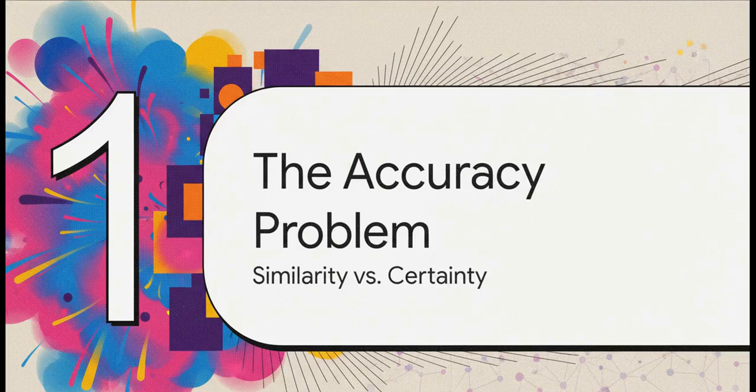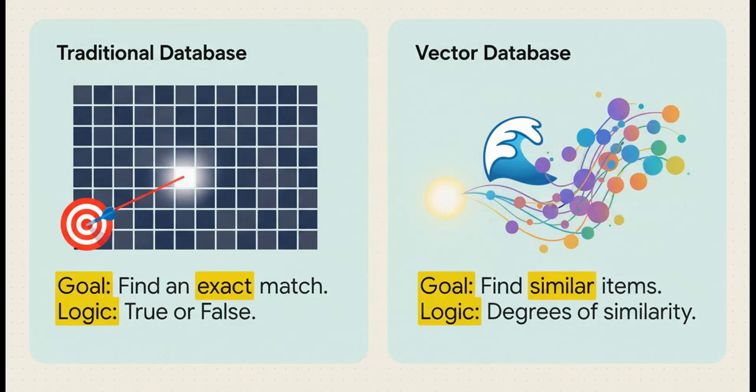First things first, we have to make a pretty big mental shift here. This is all about moving from a world of absolute certainty to a world of similarity. Think about it like this. With a traditional database, you're asking a simple yes or no question. Is this the correct user ID? It's a world of true or false. It's black and white. But with a vector database, the question is way more nuanced. It's more like, how relevant is this document to what I'm asking? Here, the logic isn't about exact matches. It's about degrees of similarity, all those shades of gray.